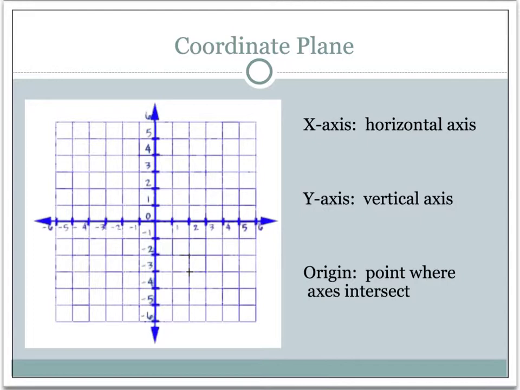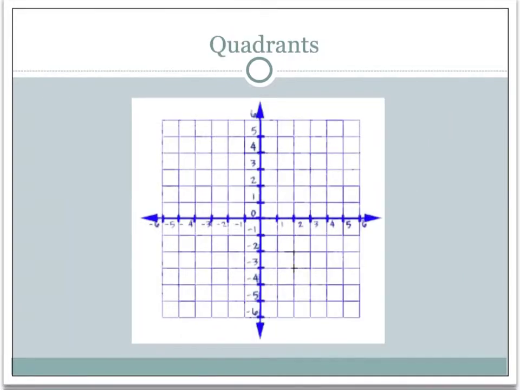The x-axis is the horizontal axis, so this is considered the x-axis. The y-axis is the vertical axis. There's your y-axis. Those axes will never change. Now the origin is the point where those two axes intersect. So they intersect right here at this point, so that's called the origin. We will label this 0, 0, since those are the coordinates of that point, the origin.